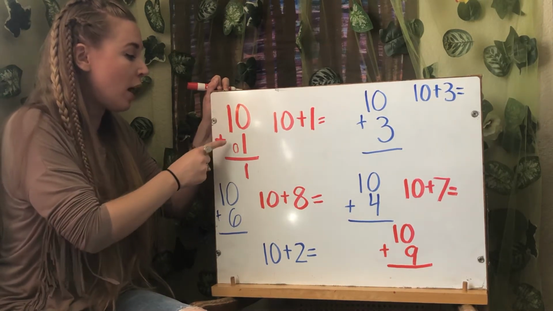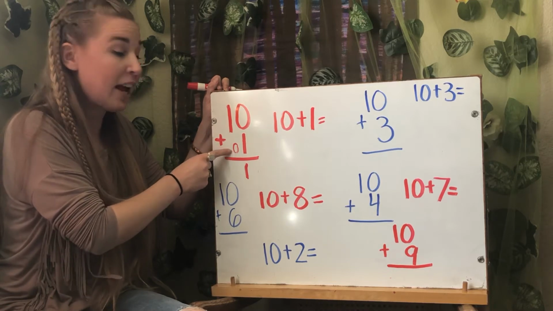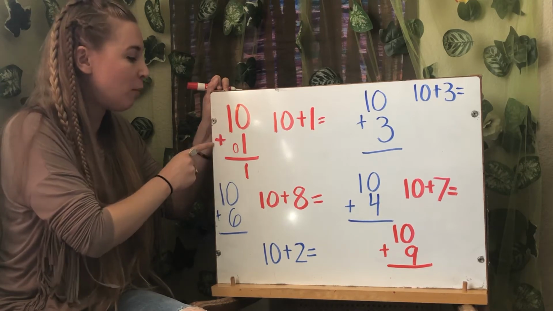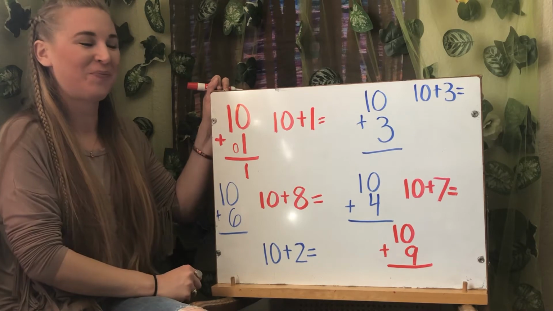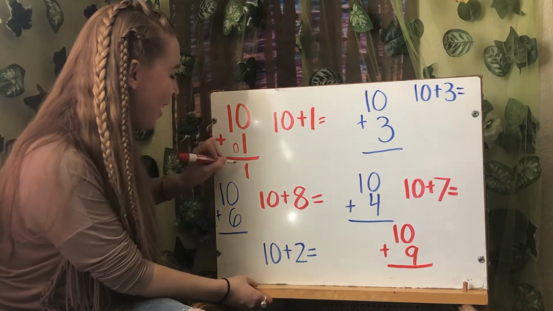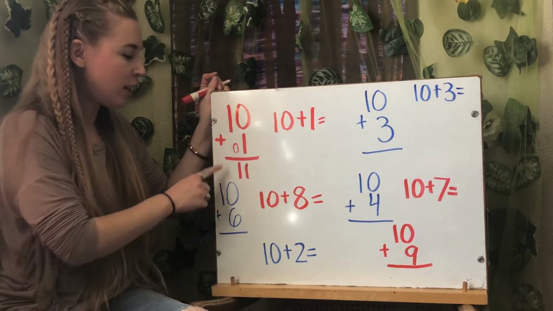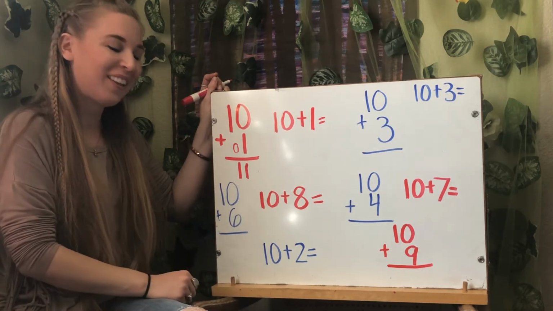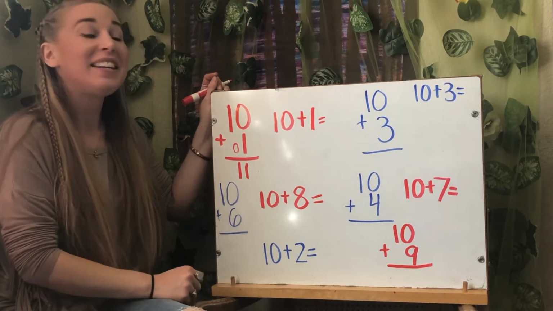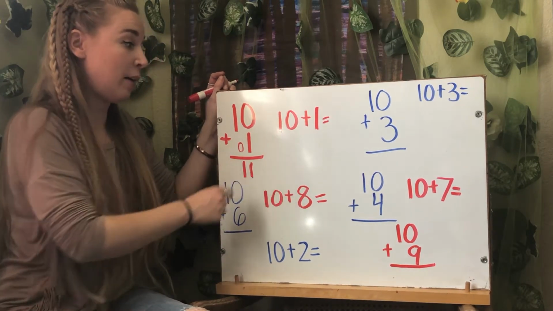Because now we're going to start adding the numbers that are in this tens column. So we have 1 plus, and now there's a 0 there. So what is 1 plus 0? It's 1. So when we have 10 plus 1, what does the answer equal? 11.